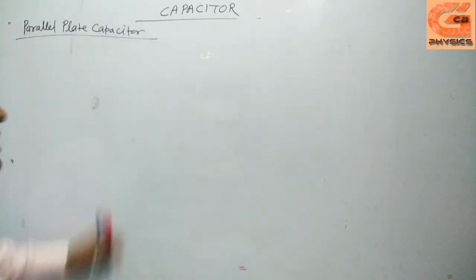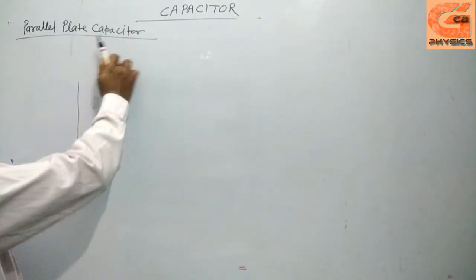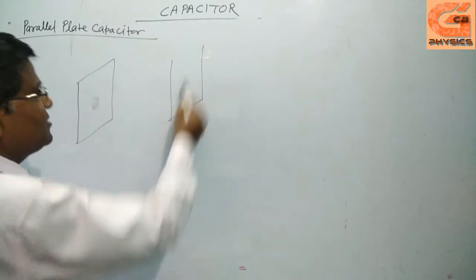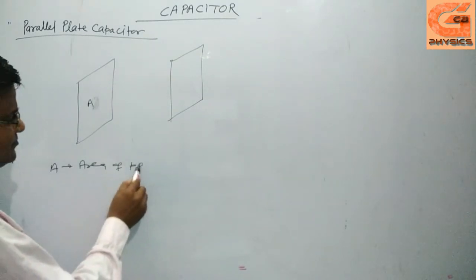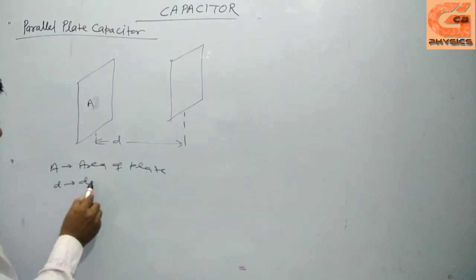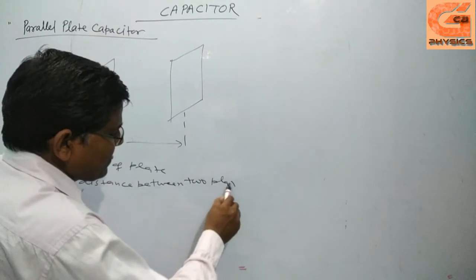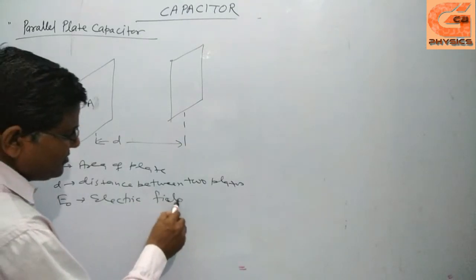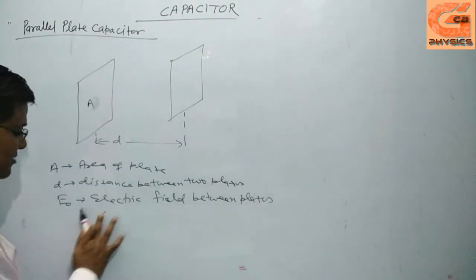The next topic is the parallel plate capacitor. Consider two plates like this, and another plate like this. A is the area of the plate, and D is the distance between these two plates. As you know, E naught is the electric field between the plates, and it is equal to sigma upon epsilon naught.